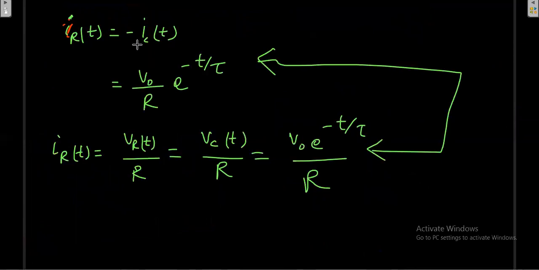IR of t is equal to minus IC of t. Okay, then what is IC of t? That is minus V naught by R. Already one minus is there, so the minus cancels: V naught by R e power minus t by tau.